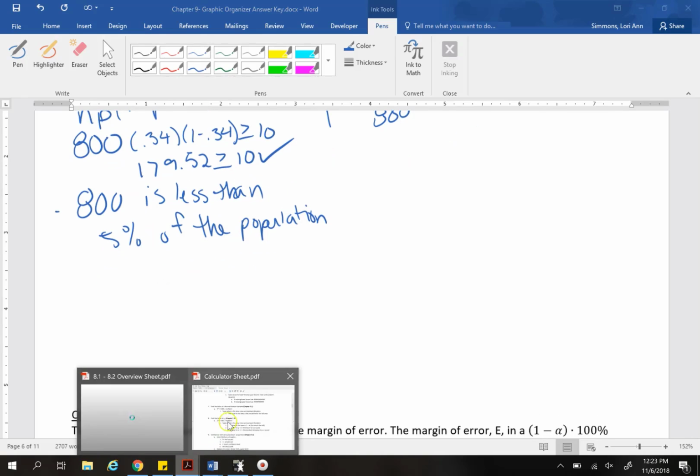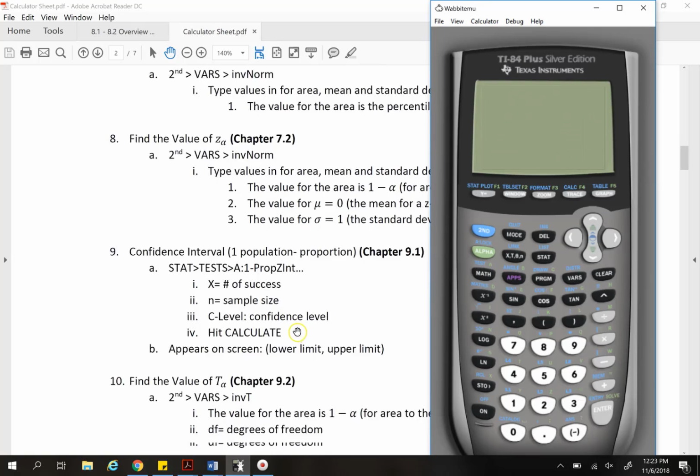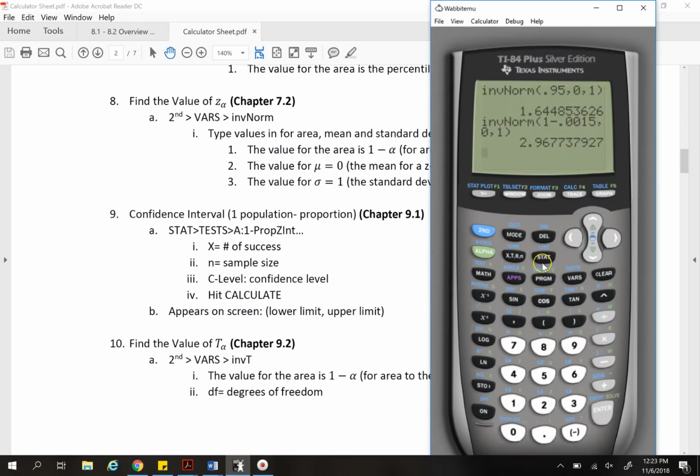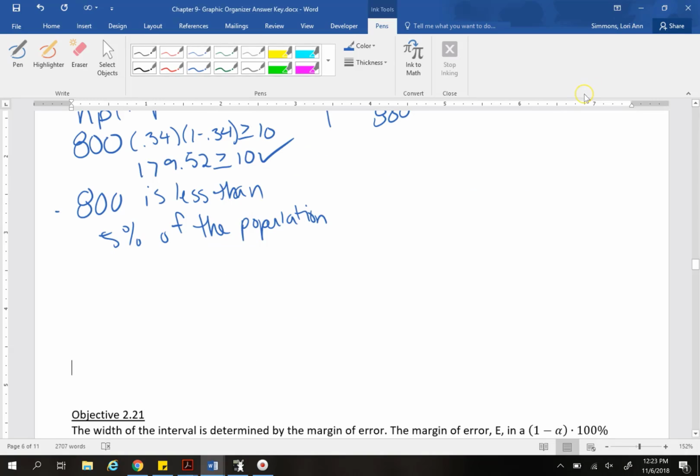All right, so let's use number 9. Stats, test. Number of successes was 272. We want 800 as our sample size. Confidence level 95. You can do 0.95 as well. Either way, it will work. 0.307 is your lower bound, and 0.373 is your upper bound.